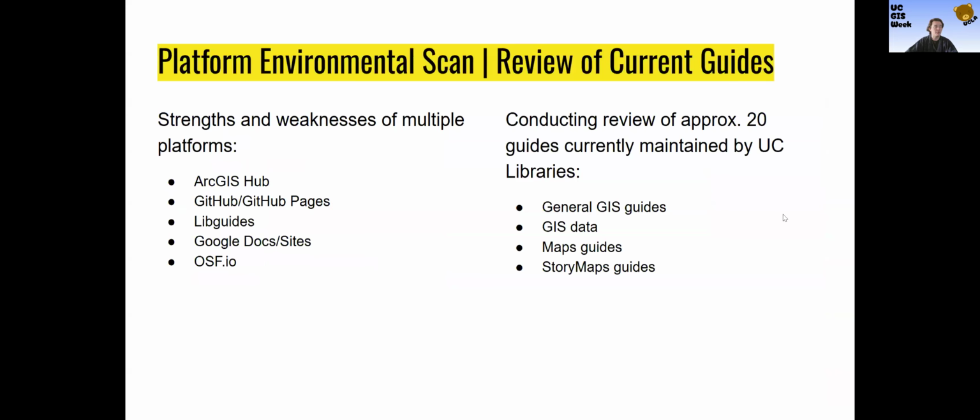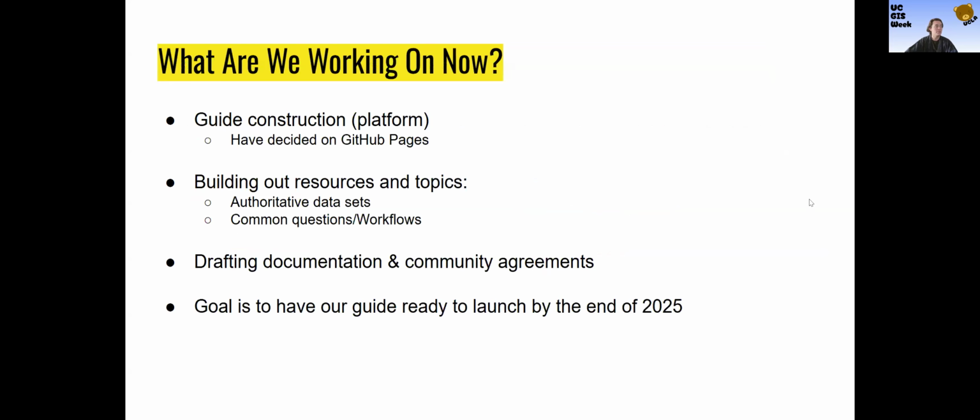So putting this all together, we did a platform environmental scan of a few different options, and then we've also been reviewing our current guides that we maintain through our libraries. And ultimately, we have decided to use GitHub Pages as our final platform, and we are building out resources and topics. So as I mentioned, common questions and workflows, a lot of these align along this "I just want to make a map" mystery user that we've created. And then the other half of this is authoritative data sets. As we are the University of California, we are focusing mostly on California-based resources, California-based data sets.